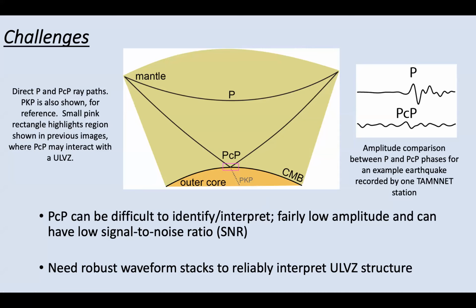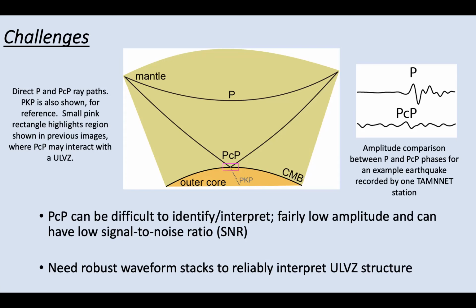PCP phases generally have fairly low amplitudes, and they can potentially have fairly low signal to noise ratios, or SNRs. Just as an example, the panel here on the right provides an example of both a direct P wave and a PCP wave that were recorded by one of the TAMNET stations for an example earthquake. And you can see how the amplitudes of these two compare. Obviously, P is quite a bit bigger than PCP.